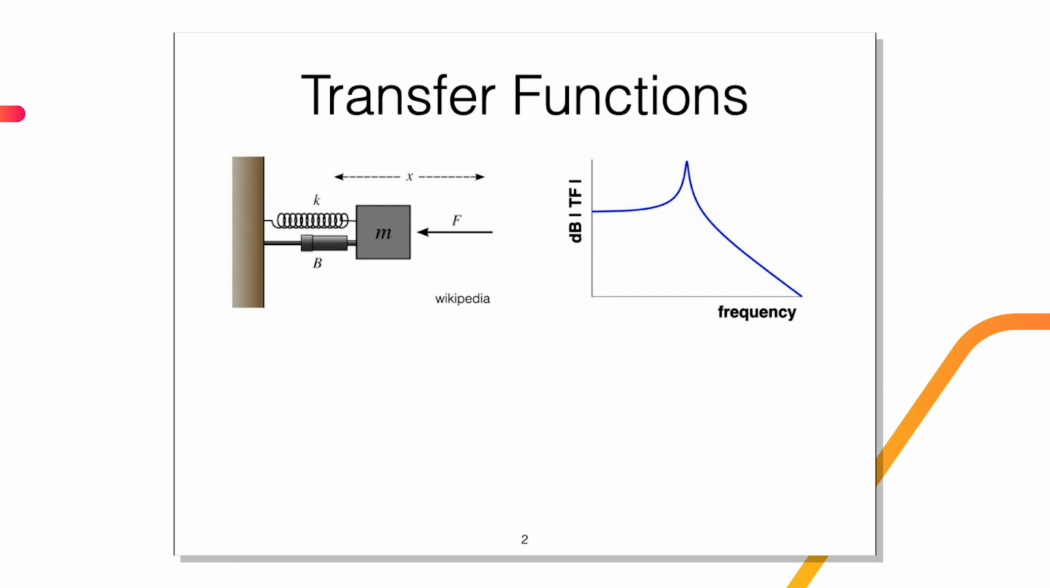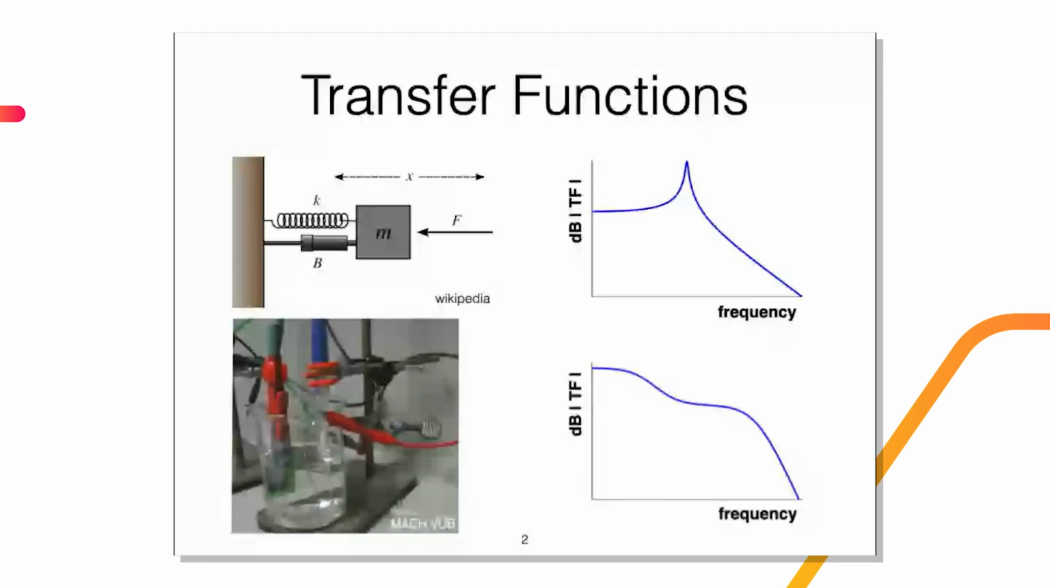Take, for instance, a mass spring damper system. You can think of a force applied to the mass. You will see the movements as a result. So the transfer function will describe how the force is translating into a displacement. And just by looking at the transfer function, you can say a lot about the system. For instance, where is the resonance? What is the damping of this system?